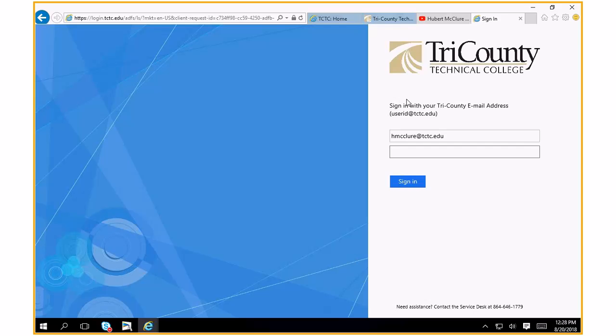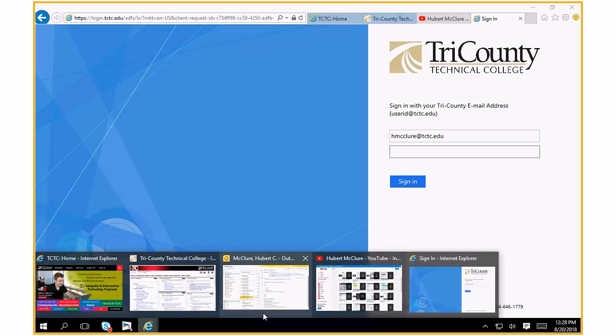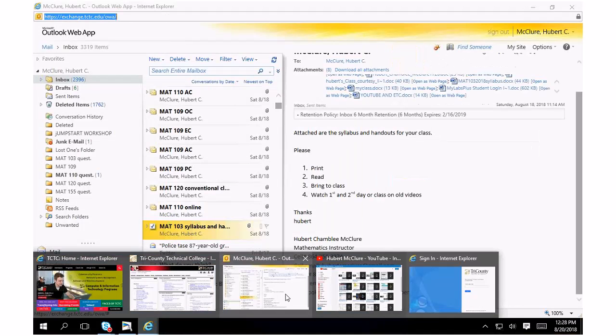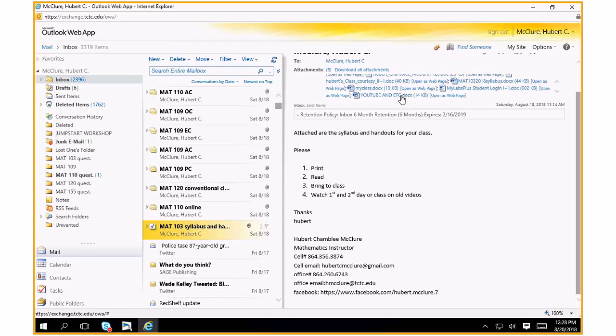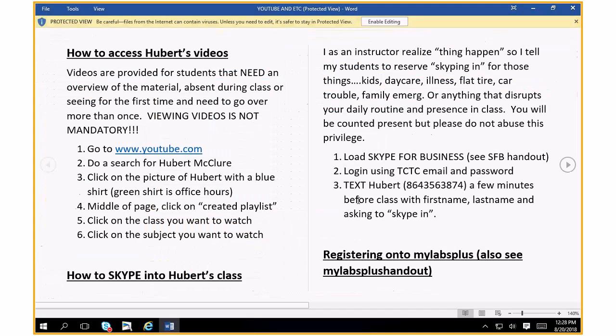Look at what it says in that email, how do you Skype in? Well, you don't do anything. The only thing you do is text me a few minutes before class and say, hey, my name is James Smith. I'm in your Math 103 class and I need to Skype in. You don't need to tell me why. Please. Dog died, cat sick, I don't need to know all that. Just say, I need to Skype in today. I won't be in Wednesday, but I'll be there Monday. That's all you need to tell me.